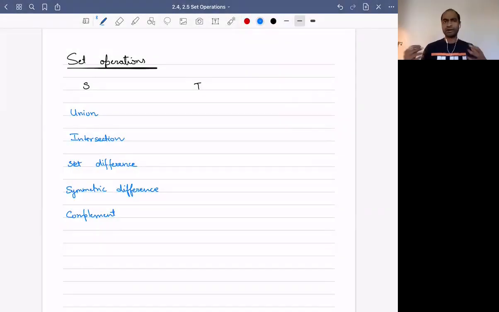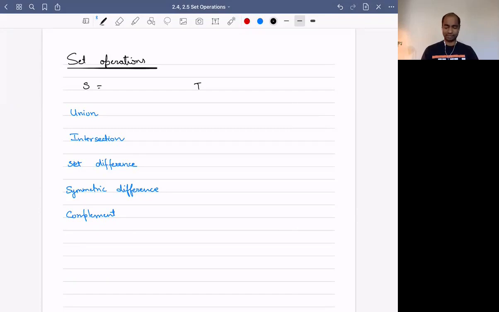So sets are very general objects in mathematics. They are not numbers. They can be letters. They can contain other sets. So they are really wild things. So you can't really add them as numbers or multiply them and stuff like that. But there are other operations you can do with sets, and that's what we'll see today. These operations are union, intersection, set difference, symmetric difference, and complement.